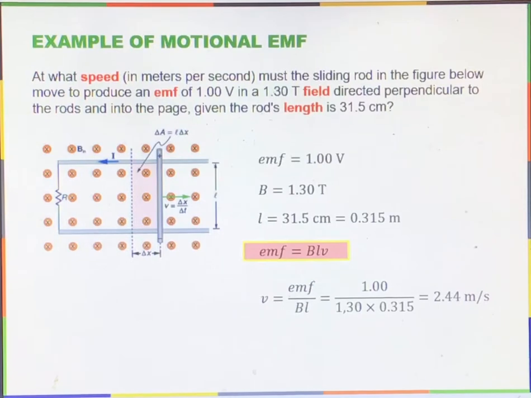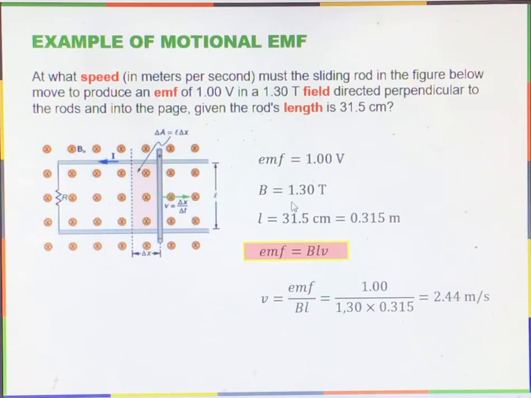All right, so now we're going to look at one example here. We're going to calculate at what speed this rod, the sliding rod, should be moving in such a way that I can generate an electromotive force of 1.0 volt in a 1.30 Tesla field that is directed perpendicular to the rods and into the page, given the rod's length is 31.5 centimeters.